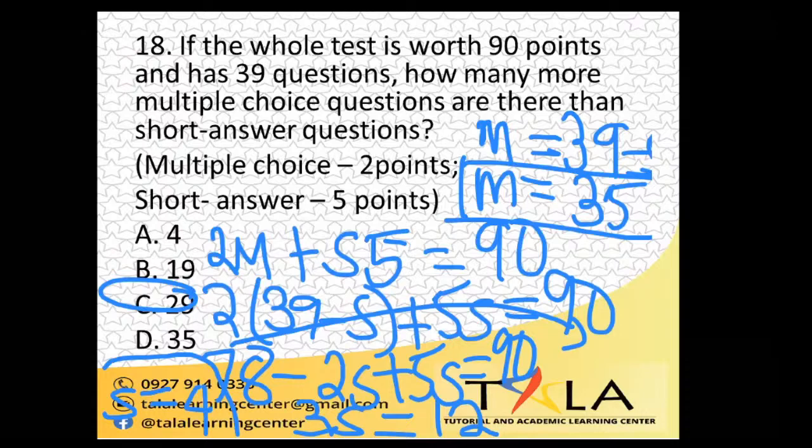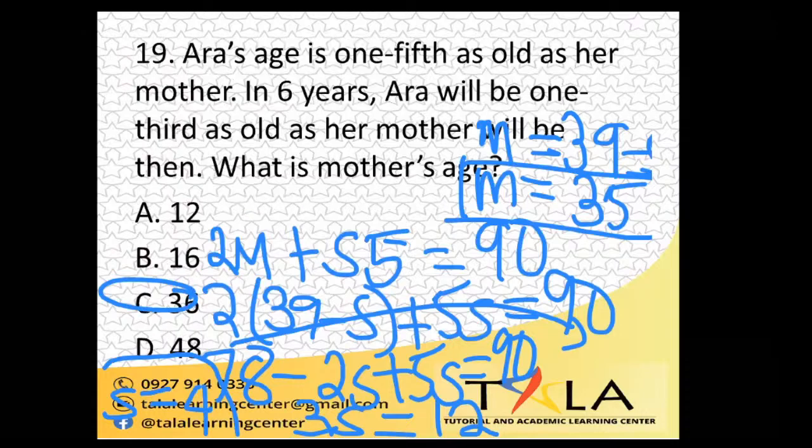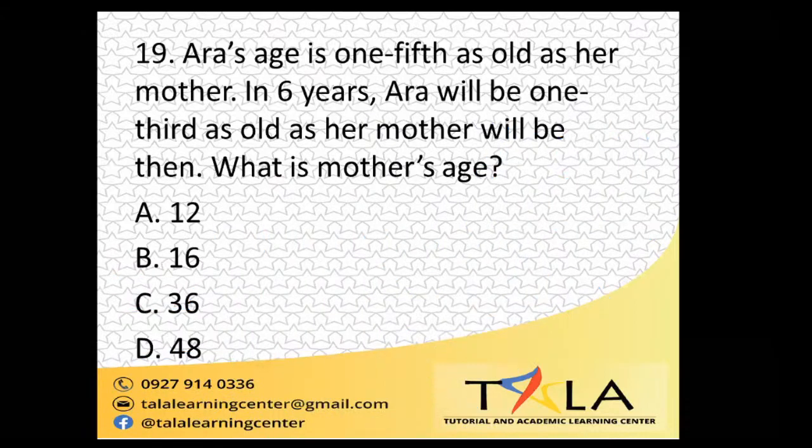Next, last two. Ara's age is 1/5 as old as her mother. In 6 years, Ara will be 1/3 as old as her mother will be then. What is mother's age? So again, ikaw bahala kung mas comfortable sa'yo yung magmamahaba ka na may plus 6 years, minus 6 years, or isa-substitute na lang natin. Pero ako, mas gusto ko yung substitute na lang natin. So let's try.